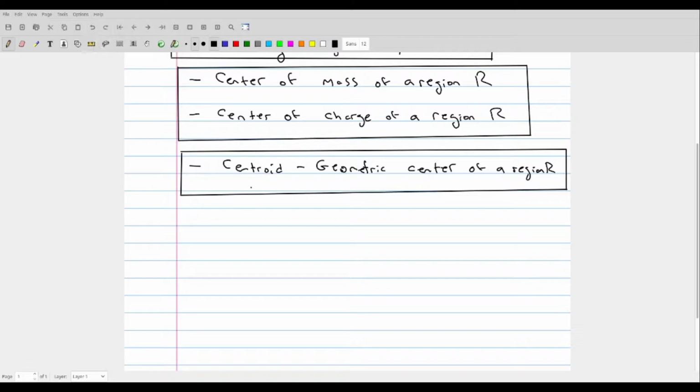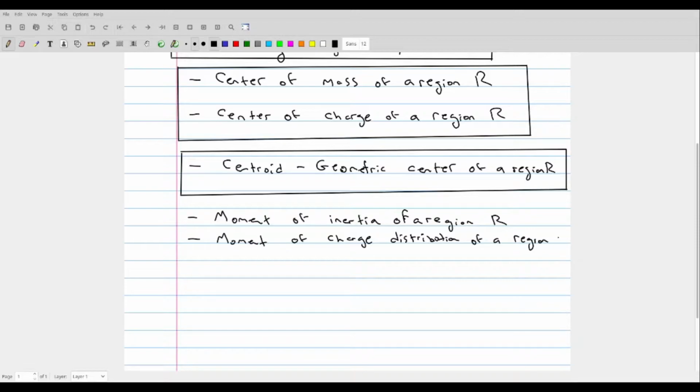And the last two applications we'll talk about are what's called the moment of inertia of a region R with a distributed mass density, as well as what's called the moment of the charge distribution inside a region R. This is related to what's possibly called the dipole moment, and many other things in electrical engineering.